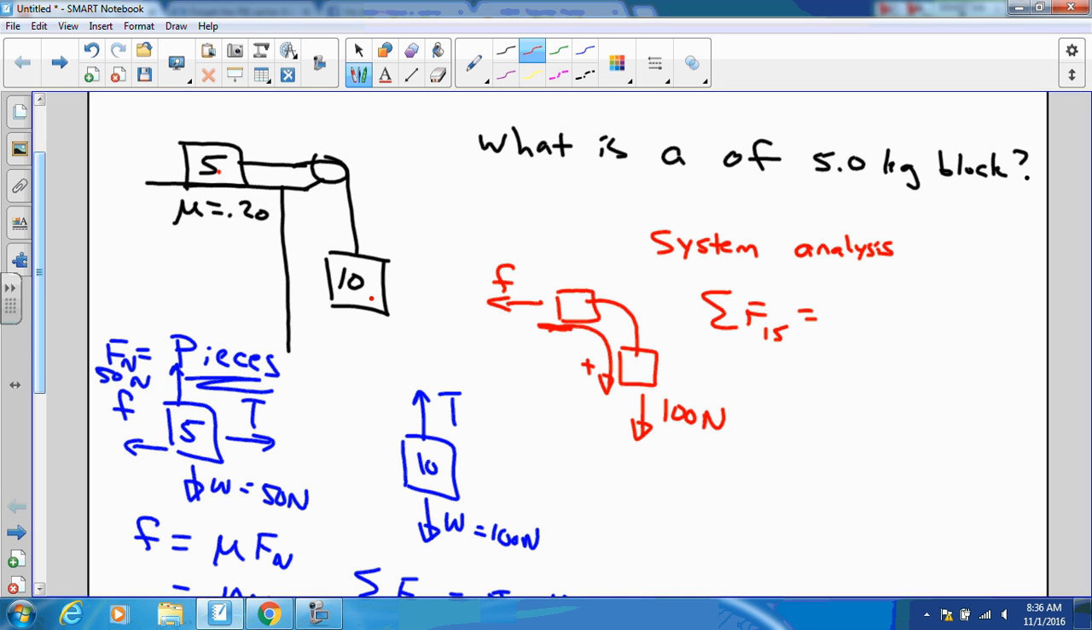Notice that the tension in the rope disappears because that tension is an internal force to the system. And so from the point of view of Newton's third law, the internal forces of tension here and here cancel each other out. They're equal but opposite forces within the system.